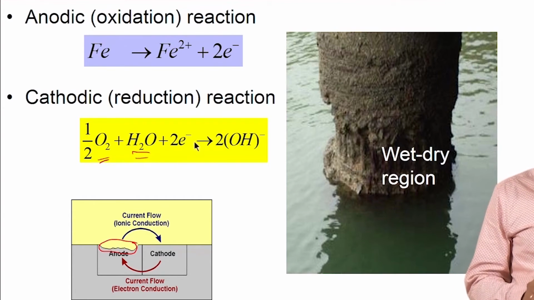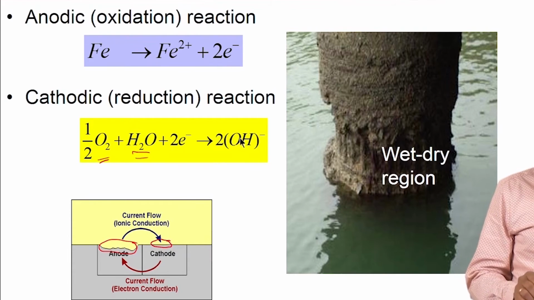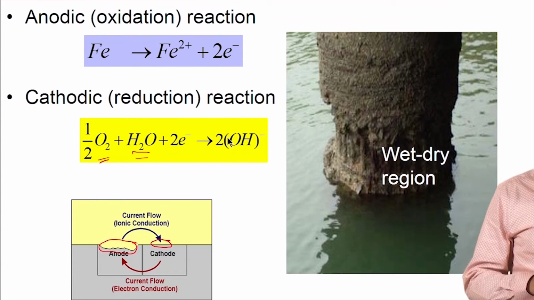in that environment, these 2 electrons which are coming from the anode to the cathode will combine at the cathodic site. So they will combine here, and then you will have 2 hydroxide ions formed.